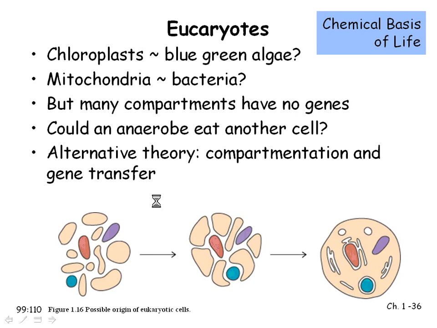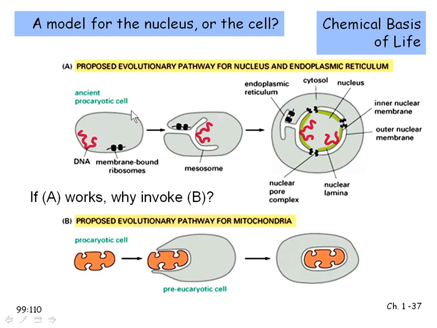There are alternative theories available. This is one that's been proposed, showing a proposal for the evolution of the nucleus. The point that they're making here is that if we look at prokaryotic cells as we know them today, they have their DNA attached to the cell membrane at a structure called a mesosome. And they have membrane-bound ribosomes that are making proteins for the membrane and for the extracellular space.